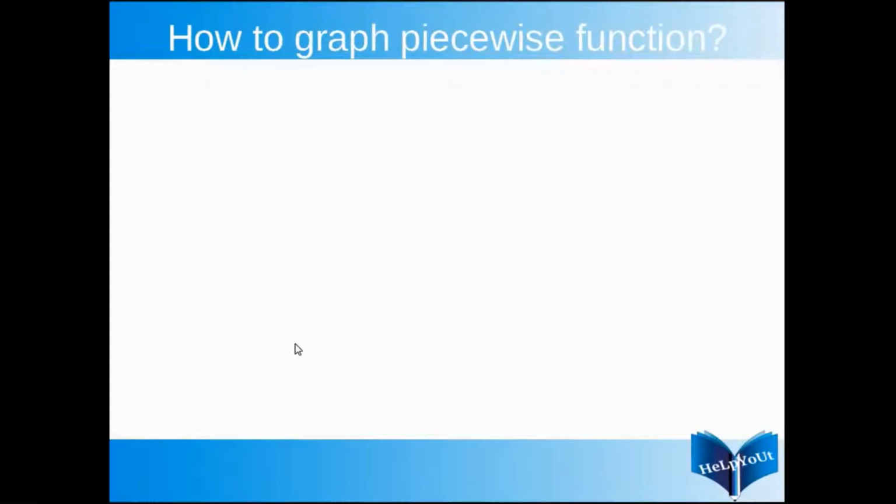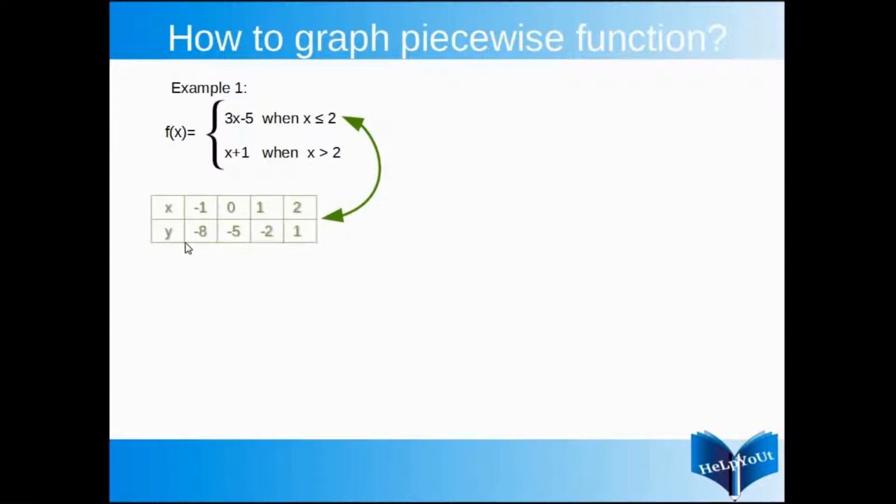So how to graph piecewise function? To graph, let's have an example. f(x) equals 3x minus 5 when x is less than or equal to 2, and x plus 1 when x is greater than 2. For all those two functions, we will make tables. For the first one, the table is like this. For x equals minus 1, y is minus 8. Then for x equals 0, y is minus 5, and so on.